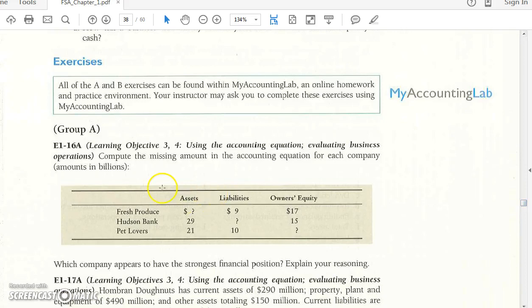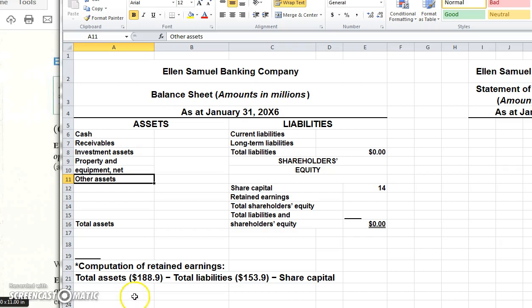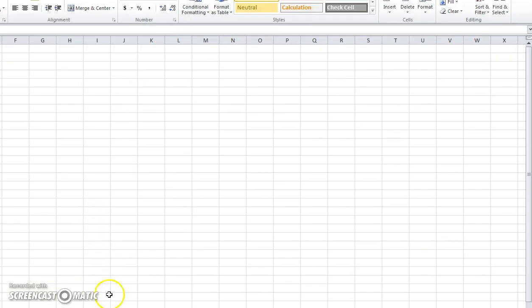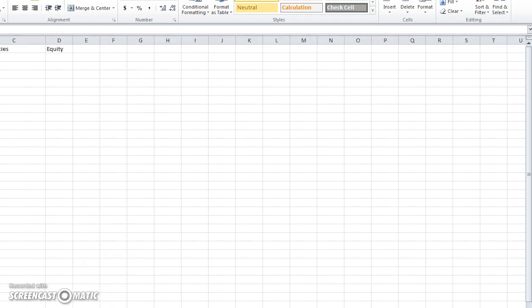16. Using the accounting equation, evaluate and also evaluating business operations. So we have these companies: Fresh Produce, Hudson Bank, and Pet Lovers. Let me see if I can get this to help you out. Let me just see if I can shrink that.